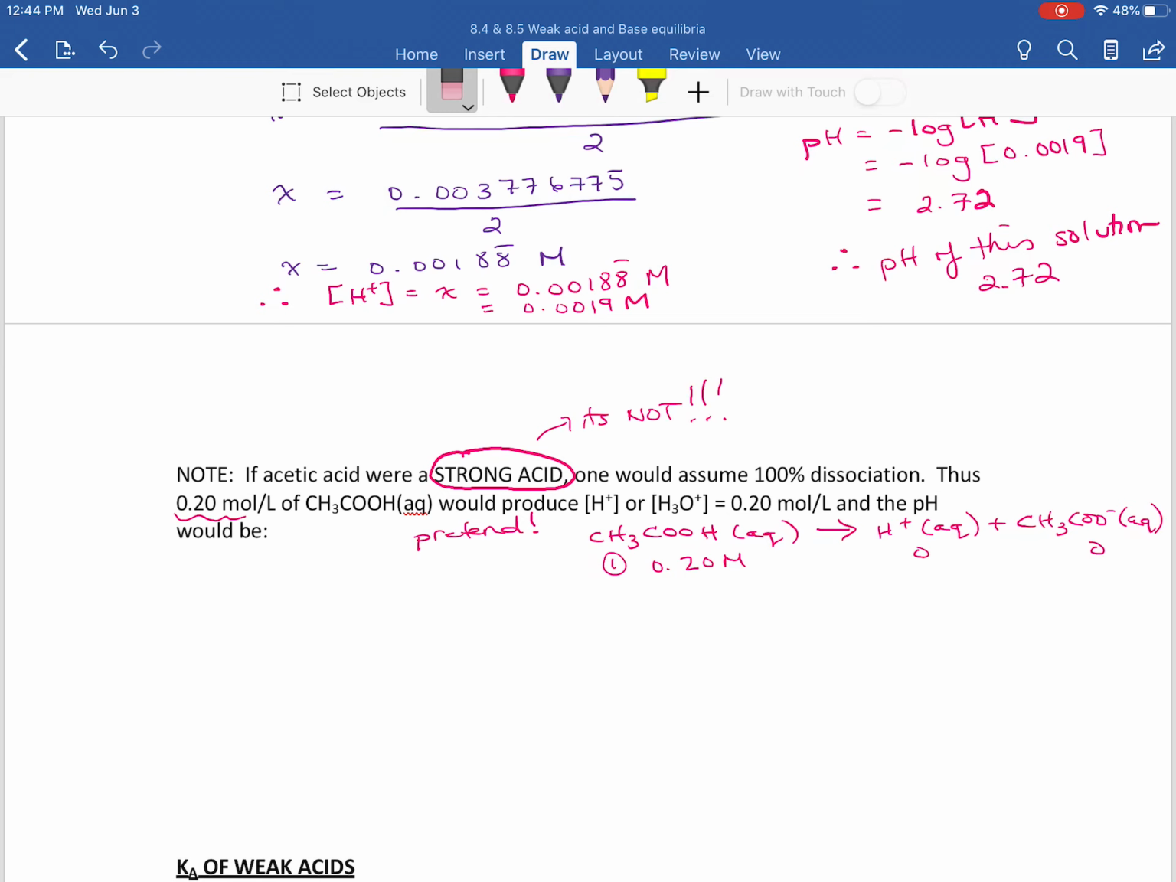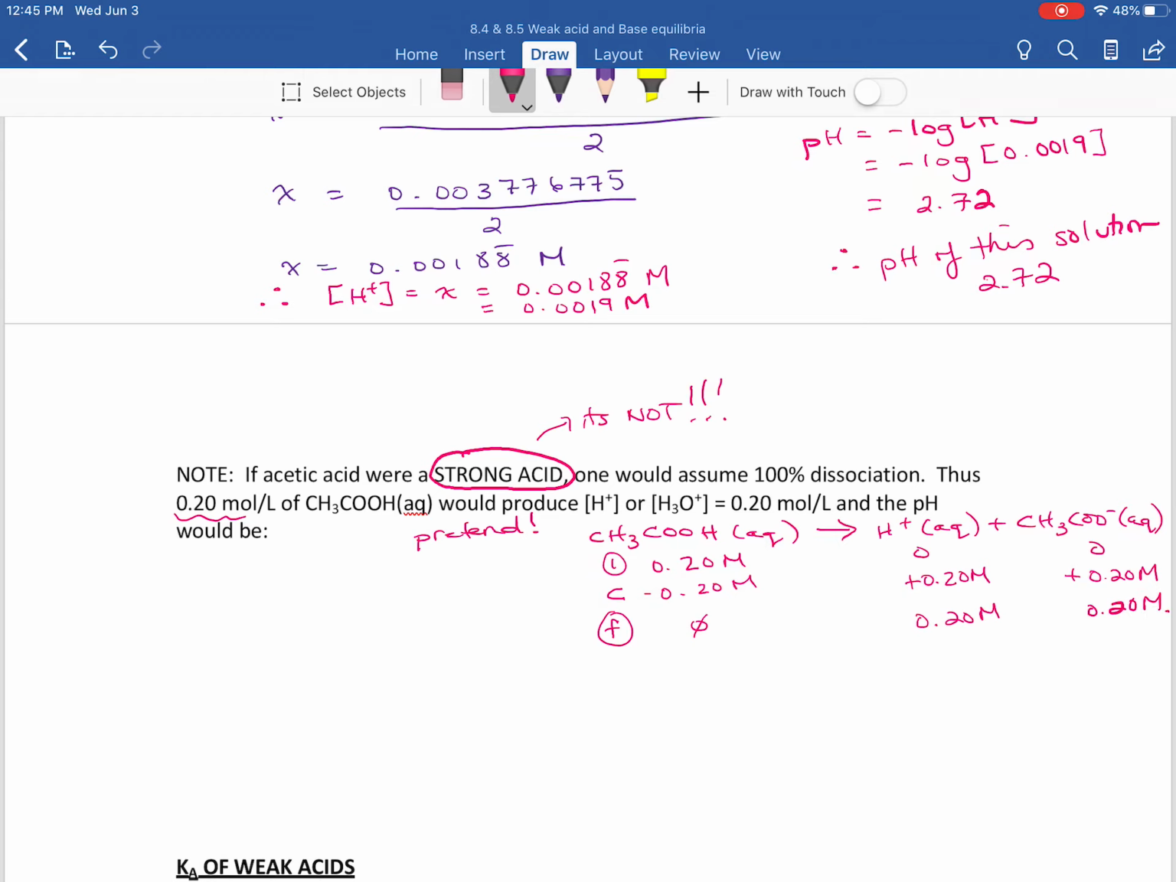I'm just going to do this. Okay, back to my pen. So the change would be everything, 0.20, because my final, I'm not even going to call it equilibrium, would be 0, right? So if my change there is minus 0.2, then my change here is plus 0.2. Same thing here. So my final would be 0.2 molar, 0.2 molar.